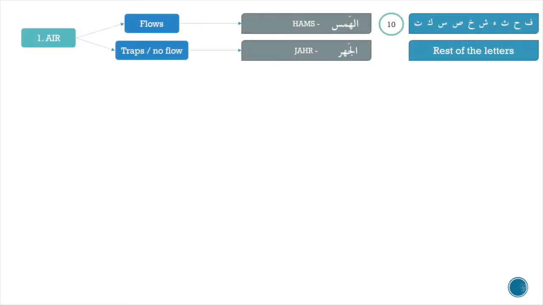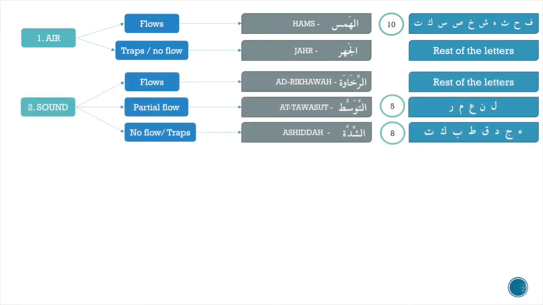So just to recap all of what we have learned so far. We have learned in regards to air that air flows and air does not flow. Air flows is known as hams. There are 10 letters: فحثه شخص سكت. Air does not flow is known as jahr, and that is the rest of the letters.